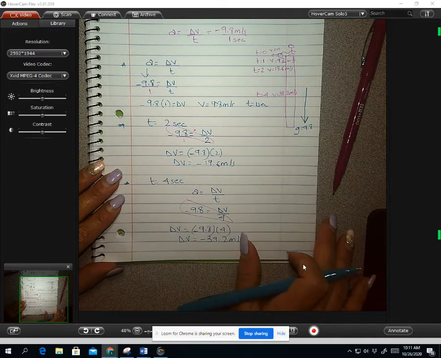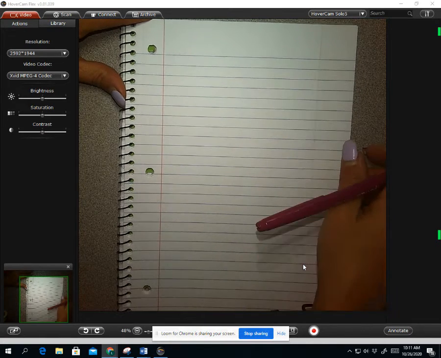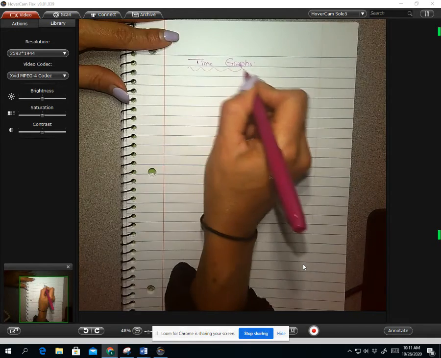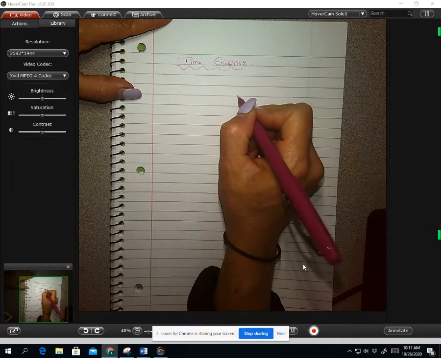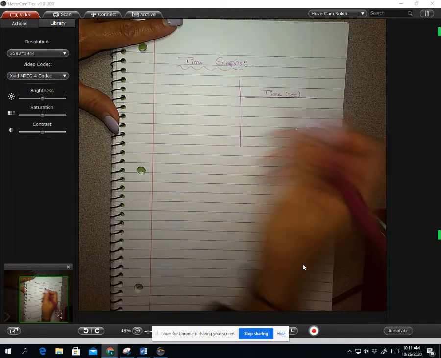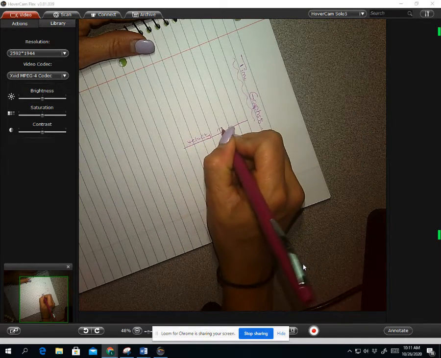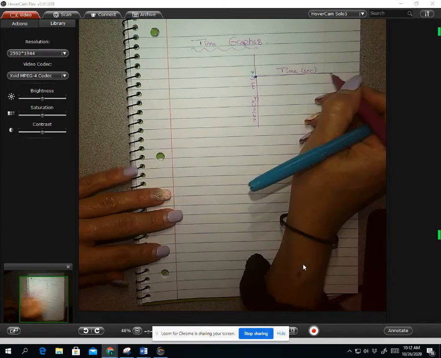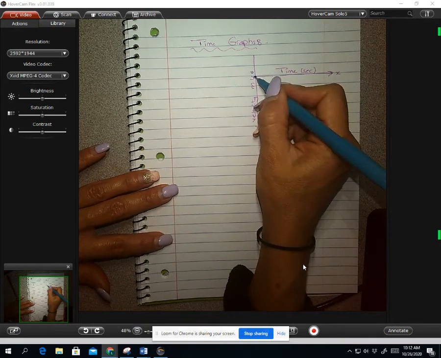Okay, so we talked before about the graph, the motion graph analysis. And we said that when we have time graphs, so this one here is time in seconds, and I have this one here, velocity, meters per second. And we have the object starting from 0, because as you know, this is like your X and this is like your Y axis. So the graph is going to look like this.